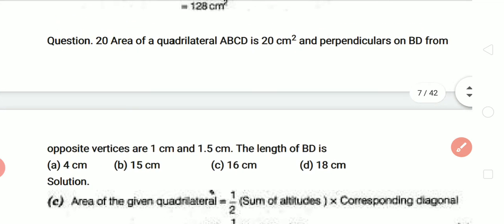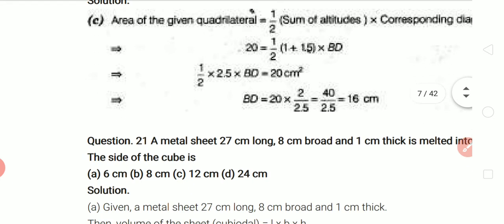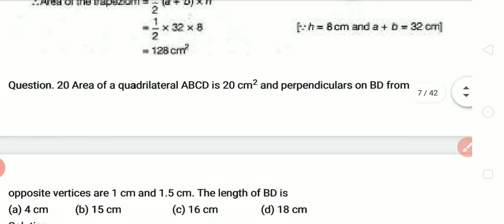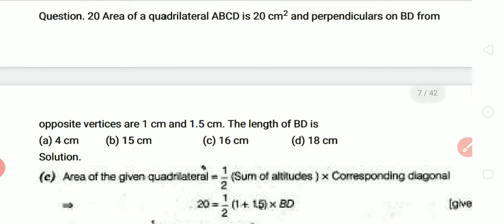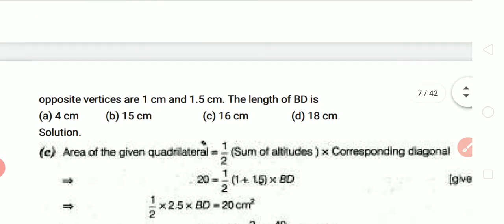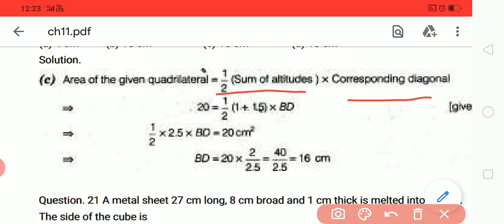The area of the quadrilateral ABCD is 20 centimeter square, and the perpendiculars on BD from the opposite vertices are 1 centimeter and 1.5 centimeter. The length of BD will be... the area of the quadrilateral is 1 by 2 into the sum of the altitudes into the corresponding diagonal. You can write this as the area of the quadrilateral when you have two triangles joined on the same base as the diagonal.